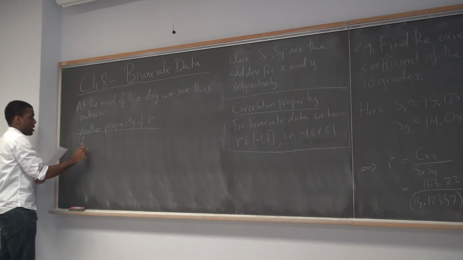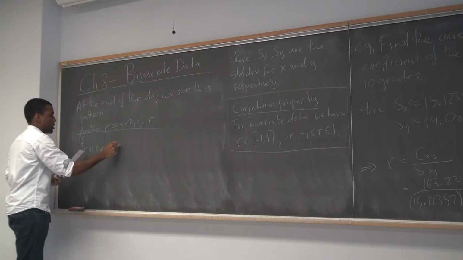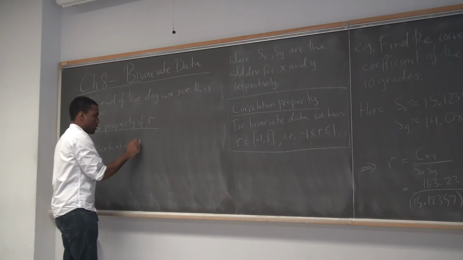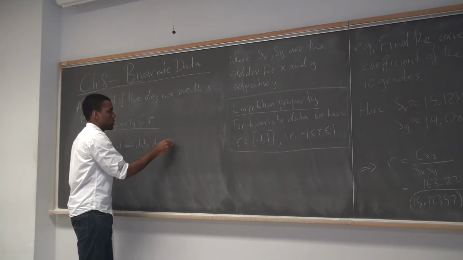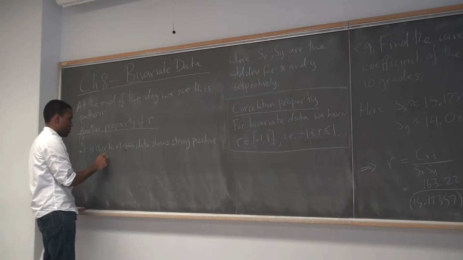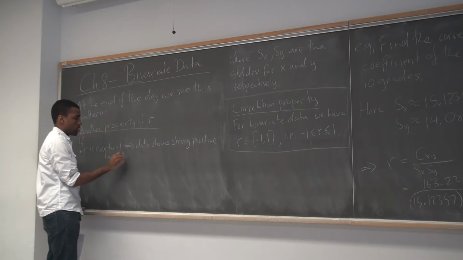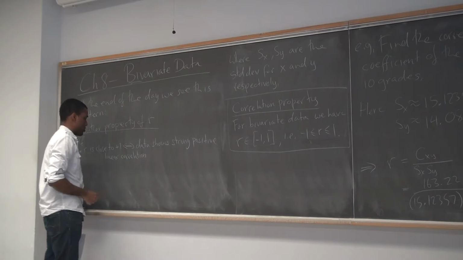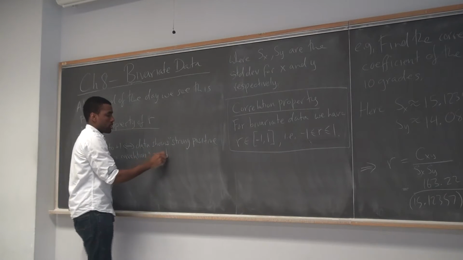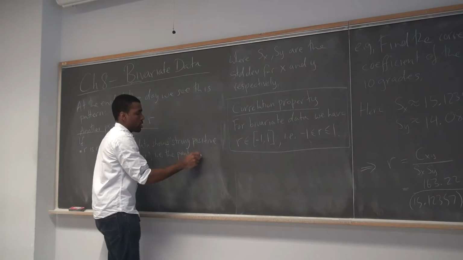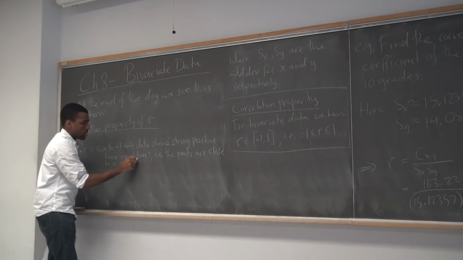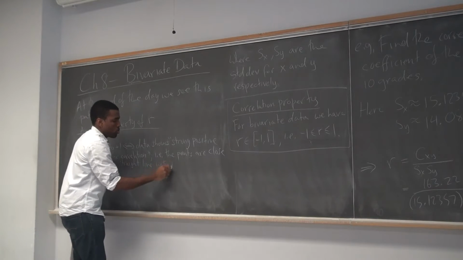If r is close to +1, this means the data shows strong positive correlation, i.e., the points are close to a straight line with positive slope.